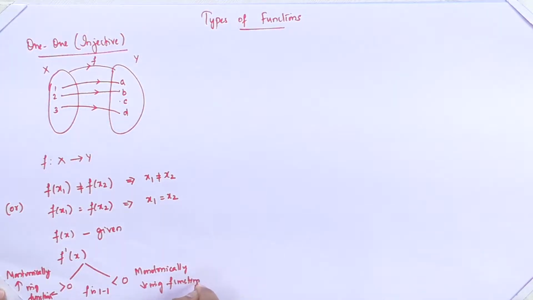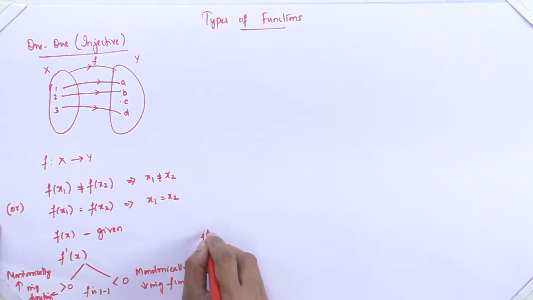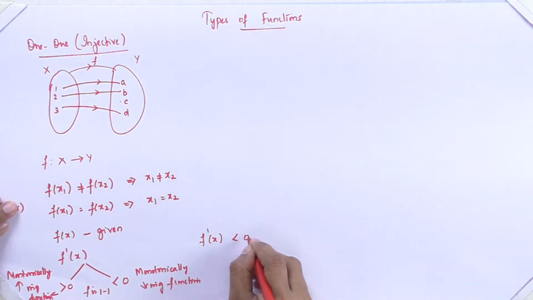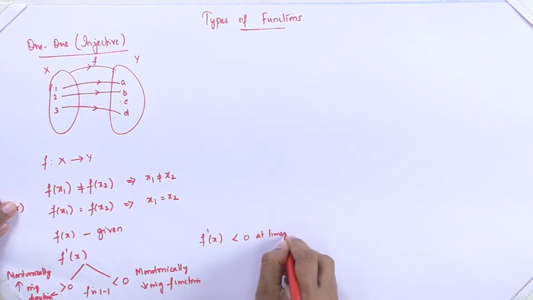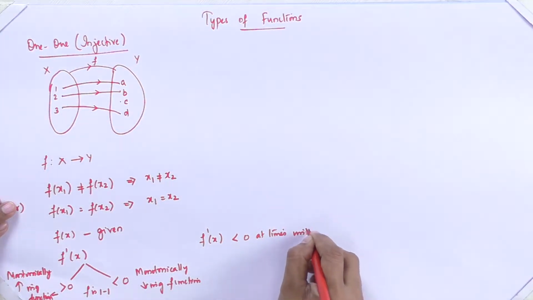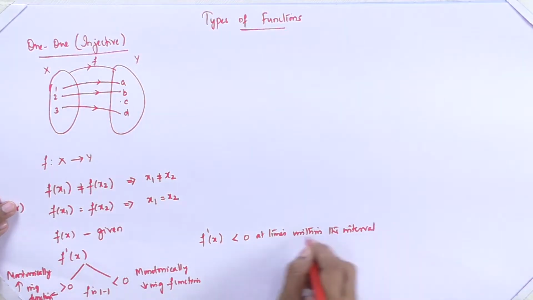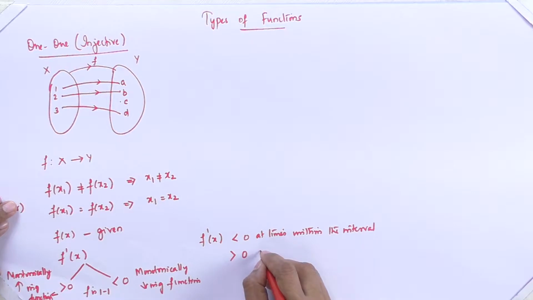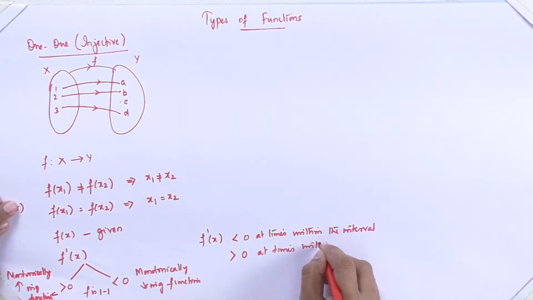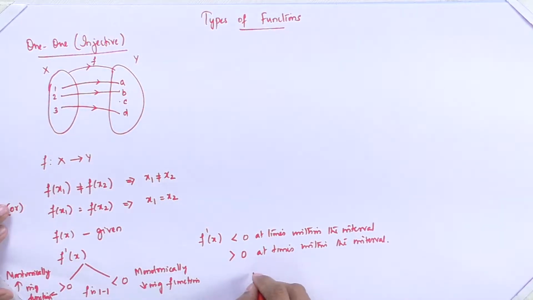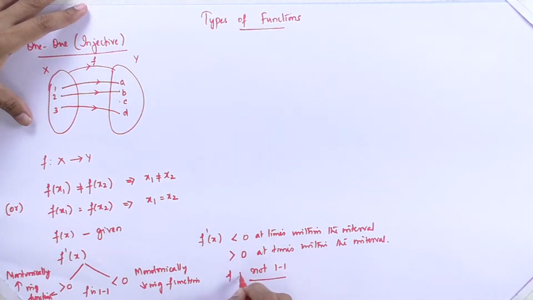Suppose our f dash of x, at times in a given interval, is less than 0, and at times within the given interval it is greater than 0, then it is said to be not one to one, understood. So the function f is not one to one.